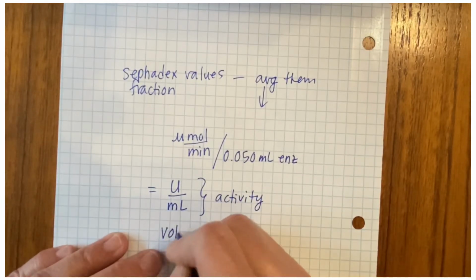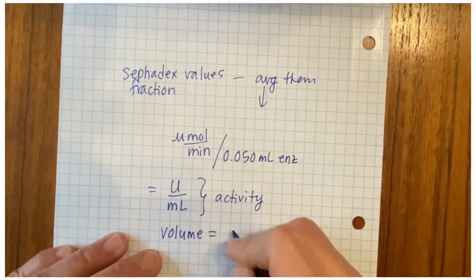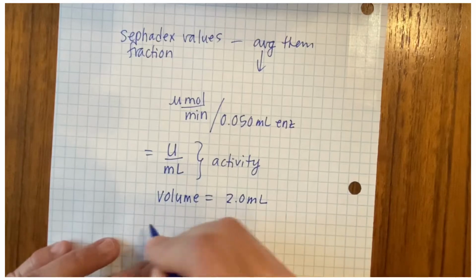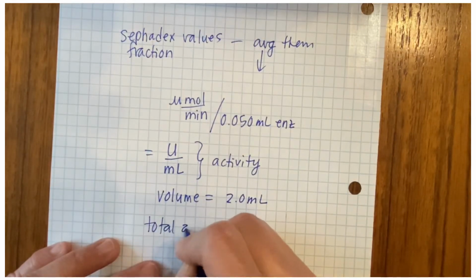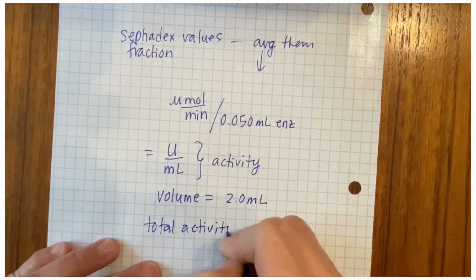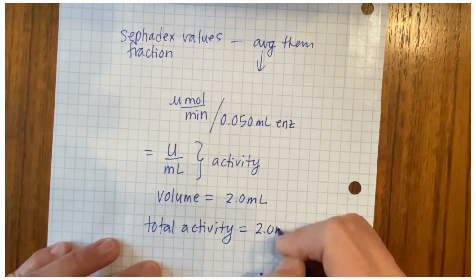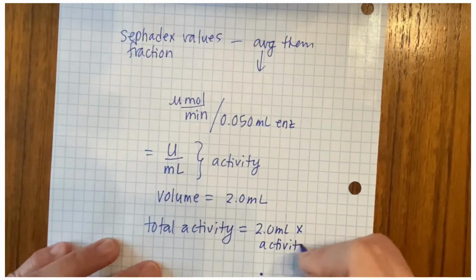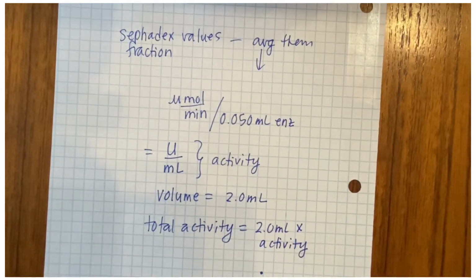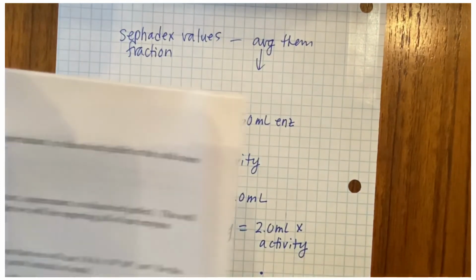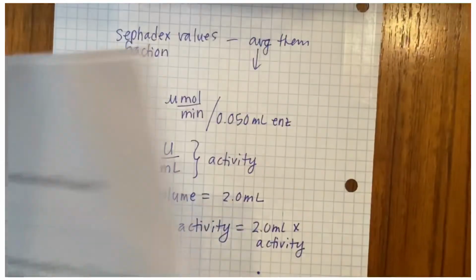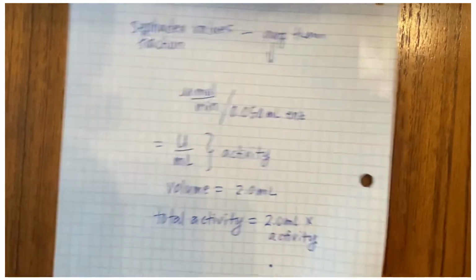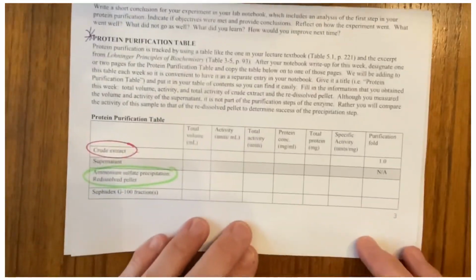The volume is for one test tube, so that will equal 2 mils. And then you get your total activity equals 2 mils times activity. And you will put that in the last line of the table. So this table comes from your handout, which should already be in your lab notebook. So you just have to fill out this last line.